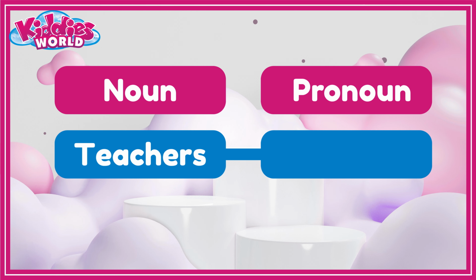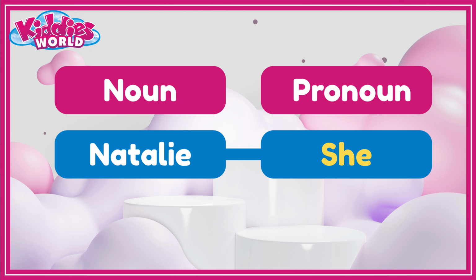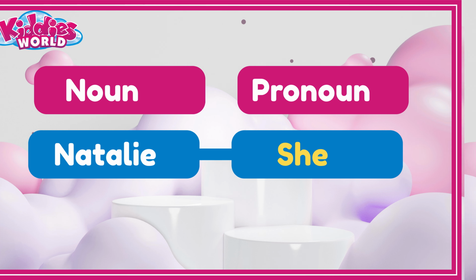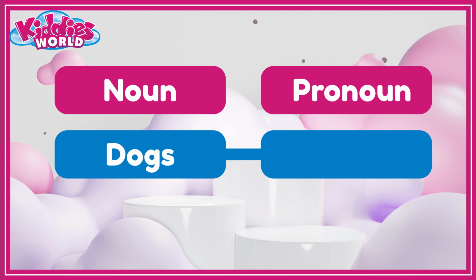Teachers. Teachers means more than one person, so we use the pronoun they for people in plural. Teachers, they. Natalie. Natalie is a girl's name, so we use the pronoun she for her. Natalie, she. Dogs are animals and there's more than one, so we use the pronoun they for them. Dogs, they.